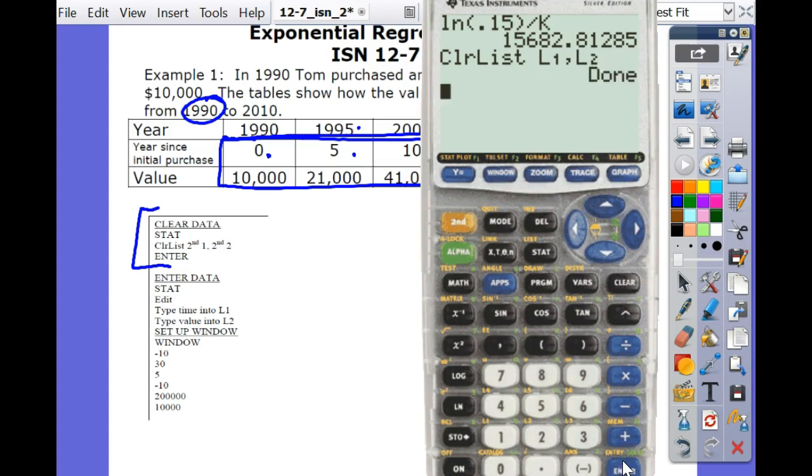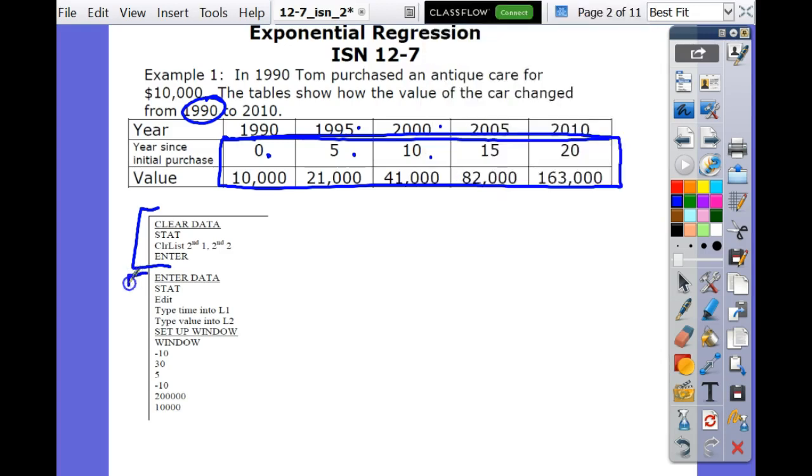Now, another way to clear the list would be to clear the memory in the whole calculator. I would ask you not to do that because it uses up a whole lot of the battery power if you clear the whole calculator out. Most of the time, I don't bother to clear the list. I just type over it. Okay, next we're going to enter the data.